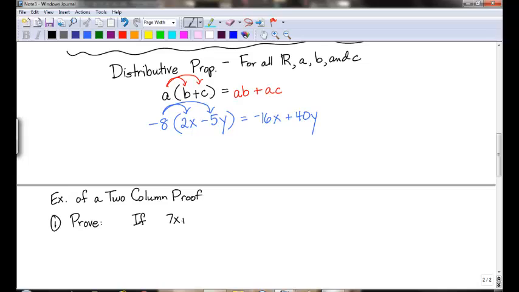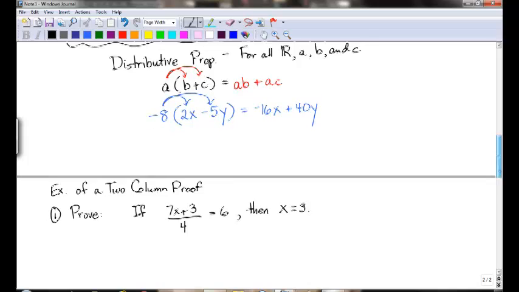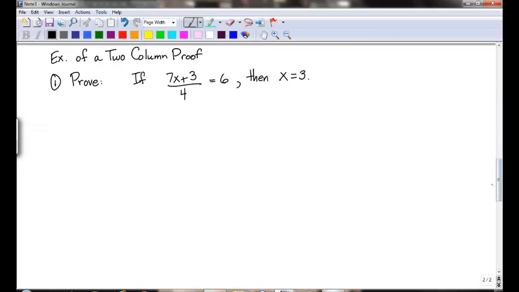if 7x plus 3 divided by 4 equals 6, then x equals 3. Normally we would just say solve that, but this is a formal two-column proof.